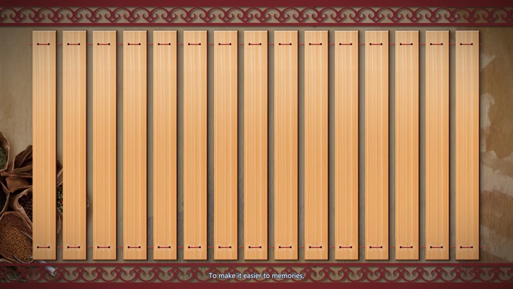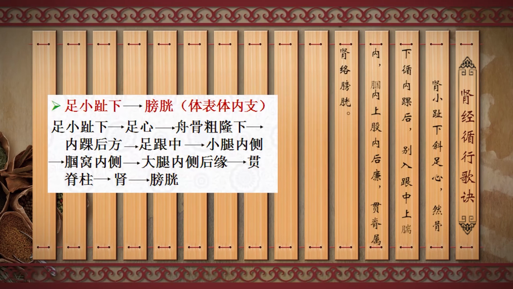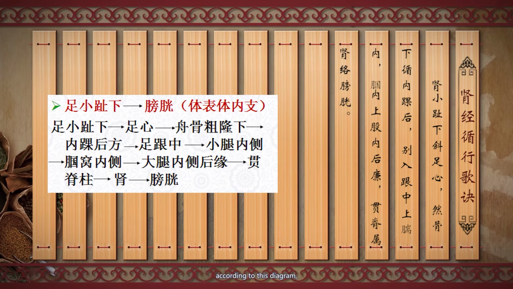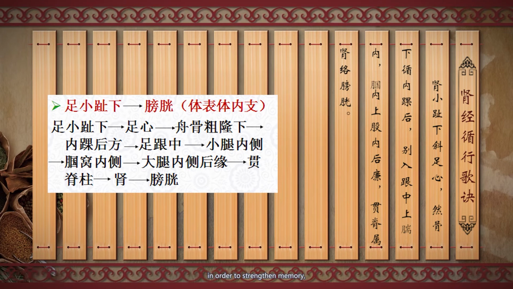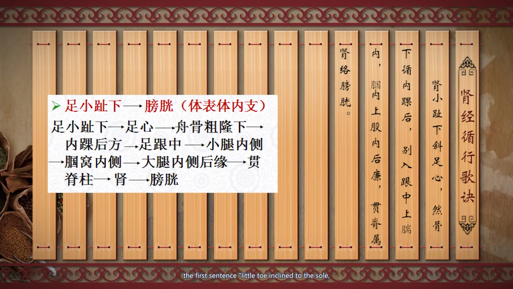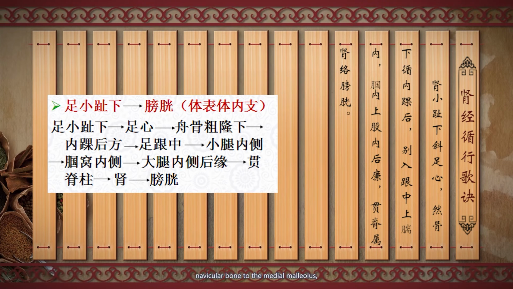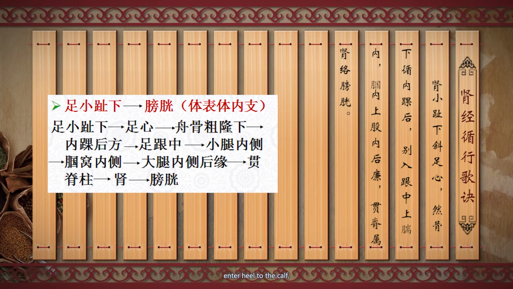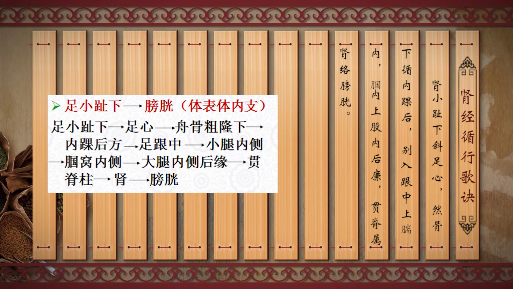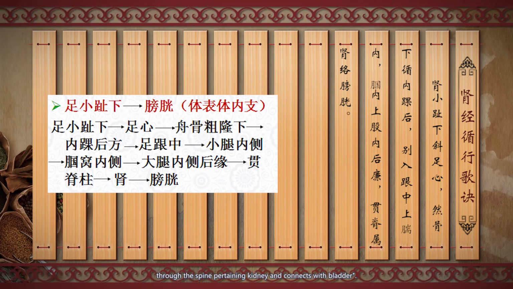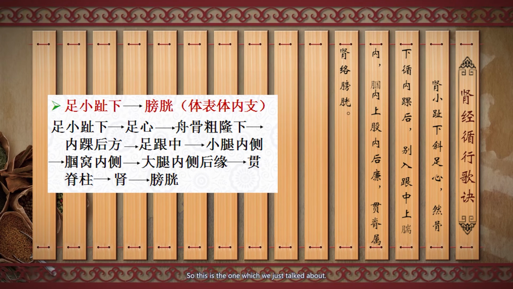To make it easier to memorize, I also made up a diagram for everybody. According to this diagram formula, I will explain again in order to strengthen memory. First of all, the first sentence: little toe inclined to the sole, navicular bone to the medial malleolus, enter heel to the calf, goes upwards along the posterior medial side of the thigh, through the spine pertaining to the kidney and connects with the bladder. So this is the one which we just talked about.